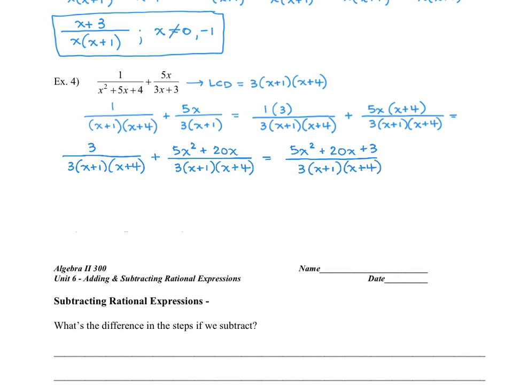And now we want to state our restrictions. So in this particular case, x cannot equal -1 or -4. I want to double check to make sure that I can't factor the numerator any farther. And in this case, I cannot. So that is our final answer.